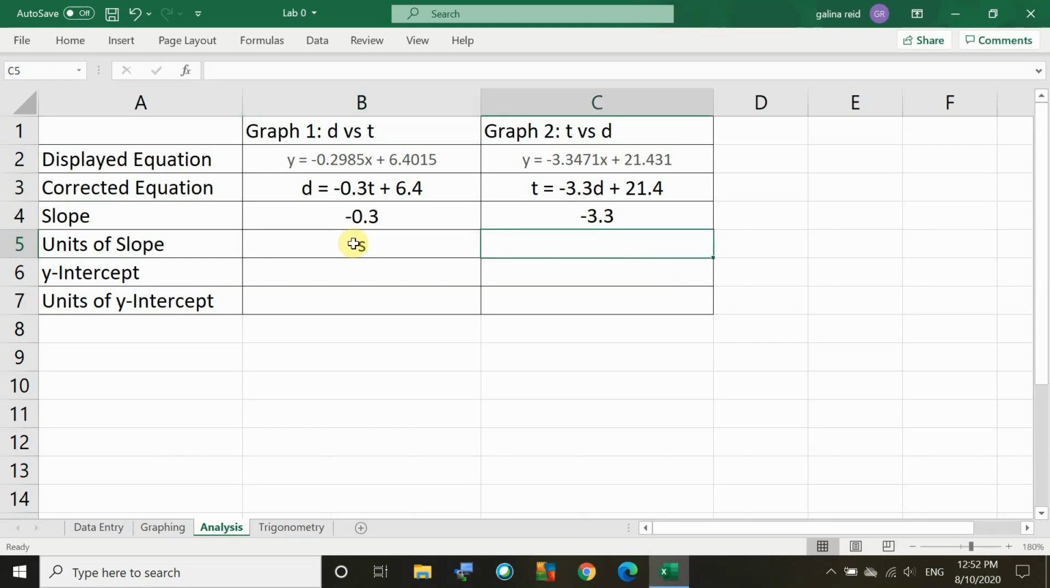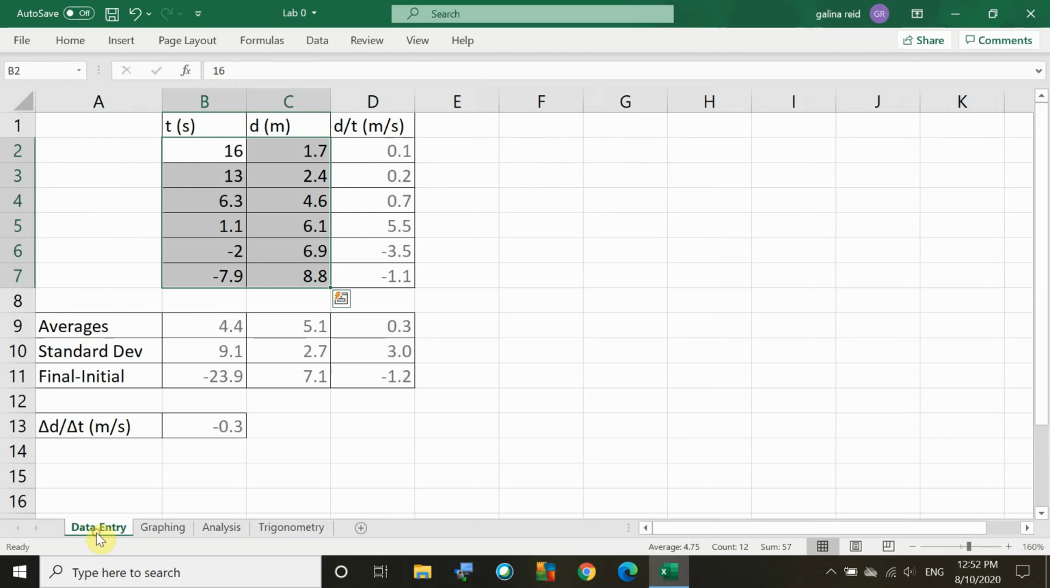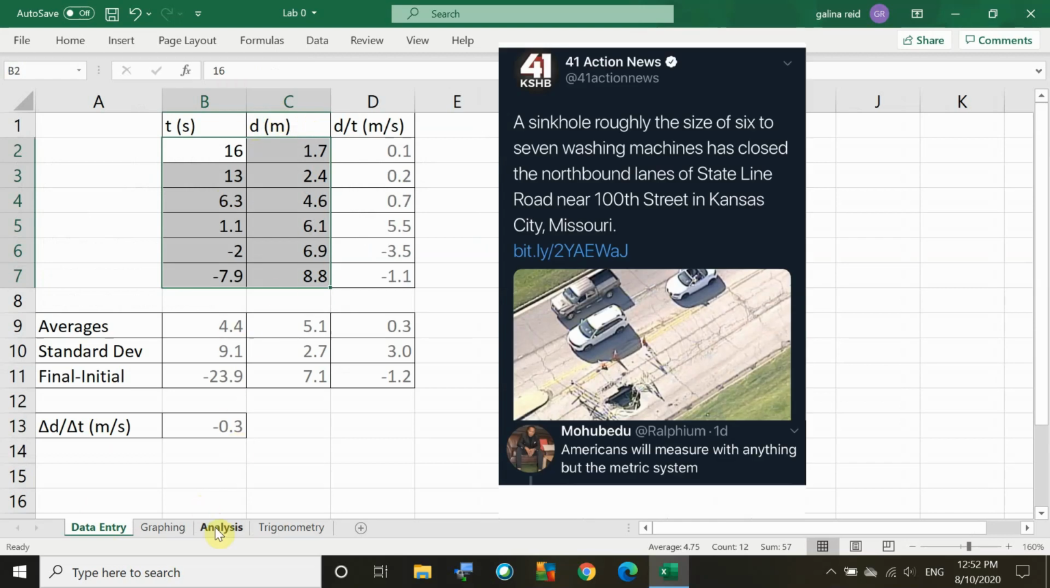Then for graph 2, that's going to be d this time. And that is going to be meters. If we wanted to confirm that, again, we could go back to our data entry section and confirm that indeed it is meters and not, maybe, inches. Maybe we went with the imperial system because this is America.